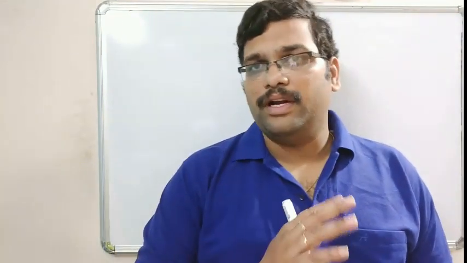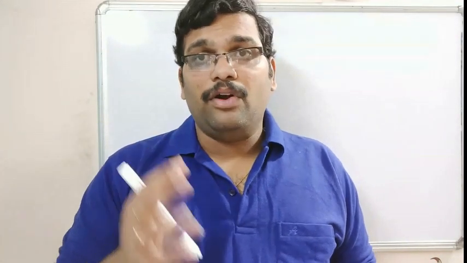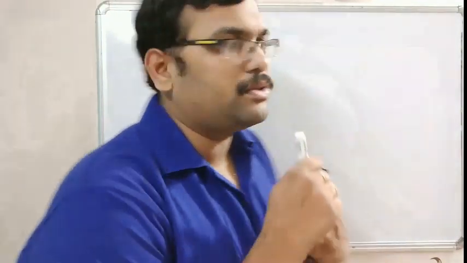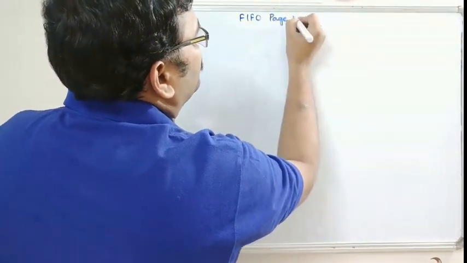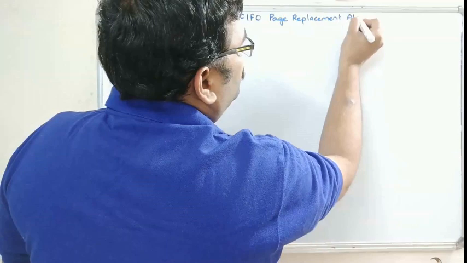In the previous session we have already discussed the introduction to page replacement algorithms. In that we covered a few basic terminologies that we have to know while applying the techniques. We have seen the page replacement algorithms are three: first in first out, least recently used, and optimal page replacement algorithm. In this session we'll go with the first one, that is first in first out, the FIFO page replacement algorithm.